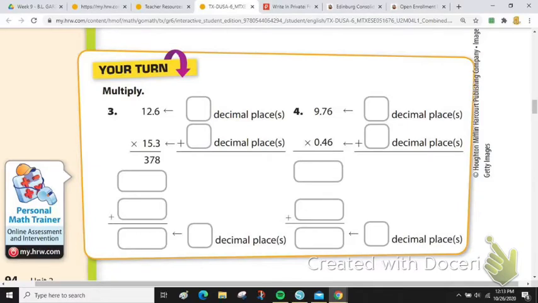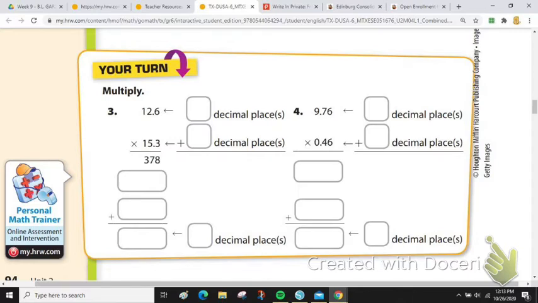So here we have the multiplication of two numbers with decimals: 12.6 times 15.3. If we look at the first example, they already did part of our multiplication for us. They multiplied the 3, in the tenths place, by the top numbers, and they got 378.